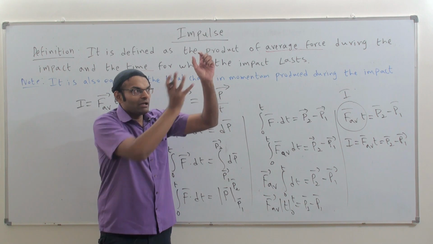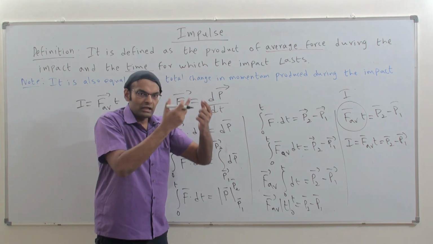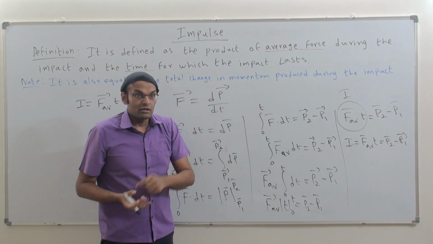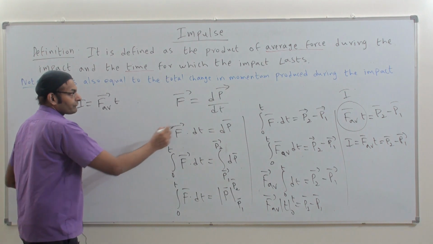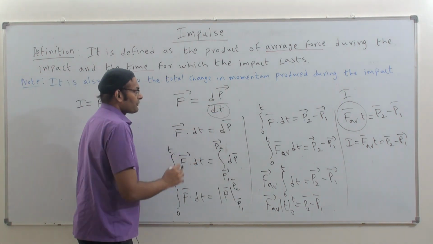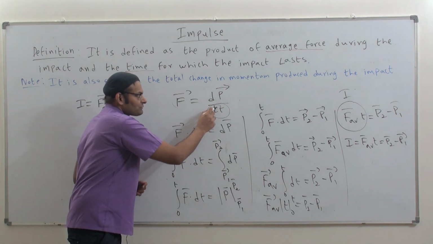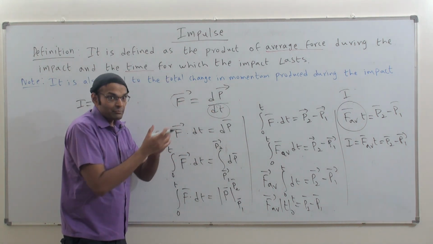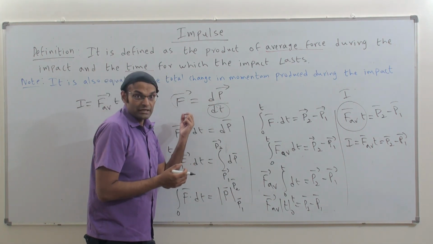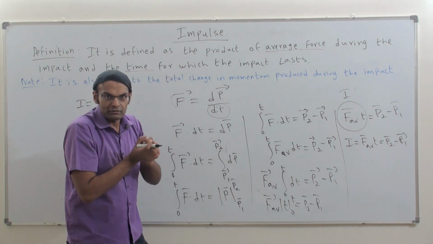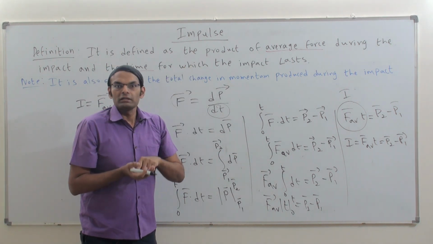I repeat, why are they pulling down their hands? They want more time for the ball to come to rest. When the ball takes more time, what happens? You can see the formula. When the time is more, the force of impact reduces. The change in time is more, so the force reduces. So if they pull down, they will not hurt their hands.